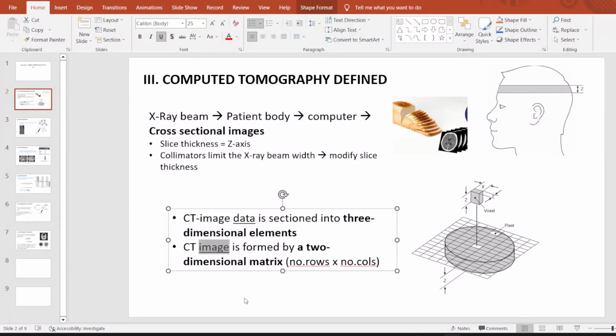So the CT image is formed by a two-dimensional matrix, by rows and columns, and every single square in this matrix is called a pixel. Just remember that, my friend. Voxel 3D, pixel 2D. Wow, so far so good.